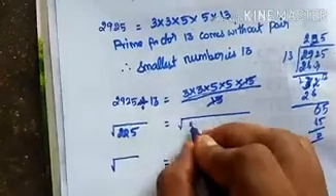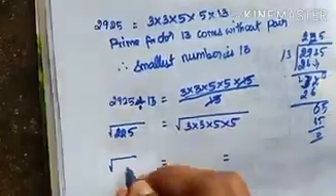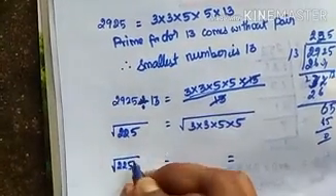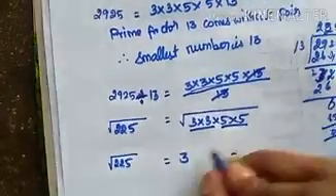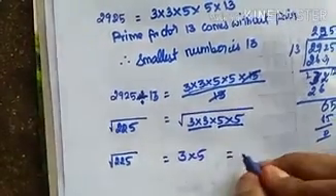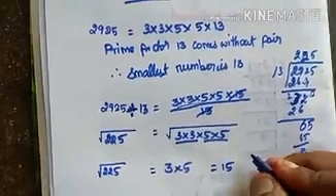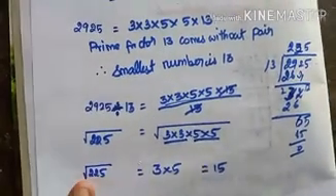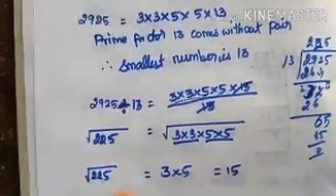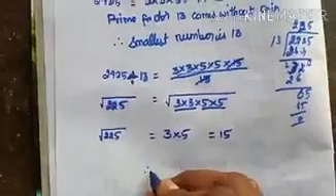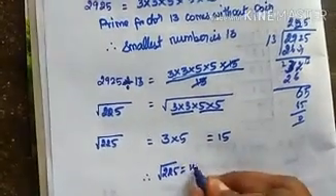What are the factors? 3 into 3, 5 into 5. So now 225, out of this 3 you take 1 and 1. 3 5s are 15. Okay, so the new number is 225. The square root of 225 is 15. Therefore, the square root of 225 is equal to 15.